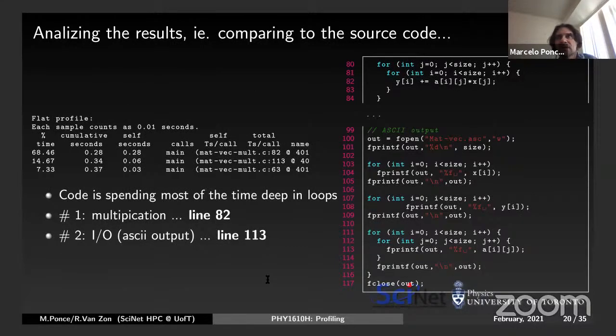Just to show you an example, this is just a chunk of the output, in this case looking at the calculation part that we saw before. With the instrumentation, we looked at the big sections: initialization, calculation, and I/O. But now with the profiler itself, we can dive into the calculation itself, and you can see that line 82 is where the multiplication is happening, and line 113 is where the I/O is happening. So these appear to be the most demanding ones in terms of running the code.